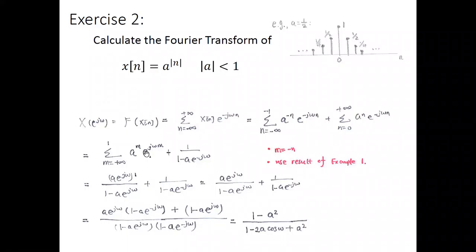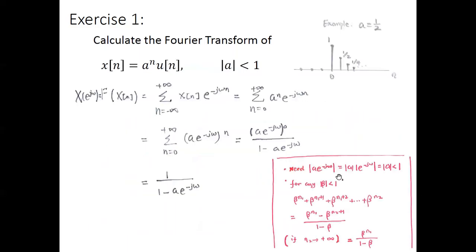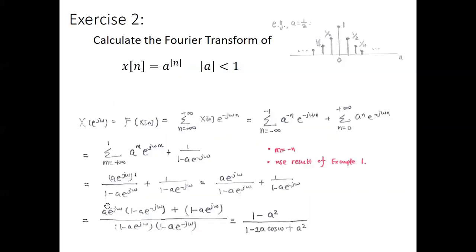And to calculate the first term, it's again a summation with common ratio a times exponential j omega. Because a has magnitude less than one, a times exponential j omega also has magnitude less than one. So we can apply this formula. Again, on the denominator is one minus the common ratio. On the numerator is the first term minus zero, because as m goes to infinity, the last term just diminishes to zero. The second term follows from the last step. So we have this as our result.